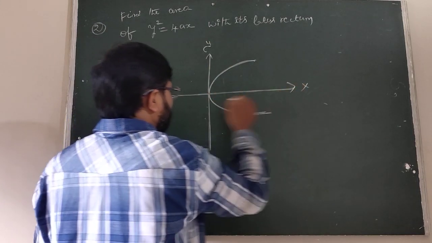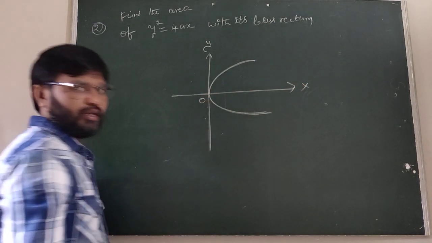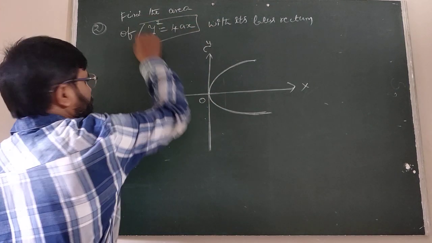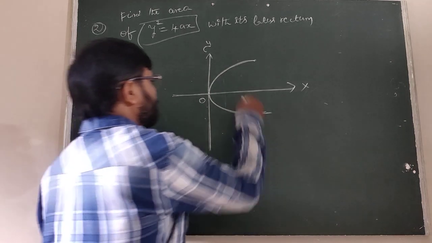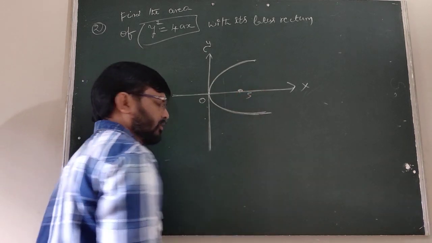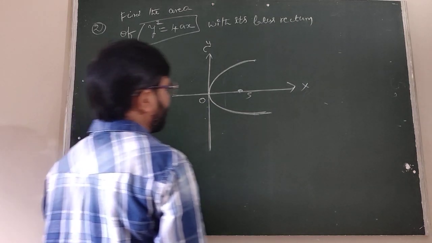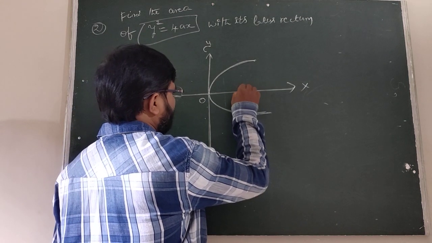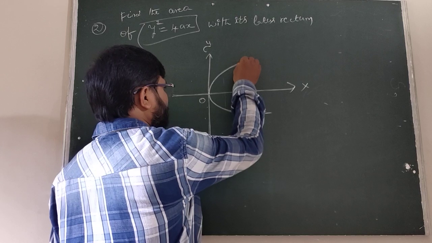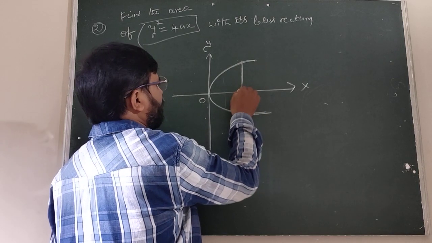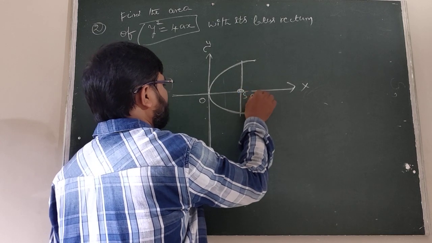Therefore this is the x-axis and y-axis, and this is the origin. All of you listen here. This is the diagram of y square equal to 4ax. This is called the focus of the parabola. When the chord is perpendicular to the axis and passes through the focus, then it is called the latus rectum. This is called the latus rectum. The focus is (a, 0).